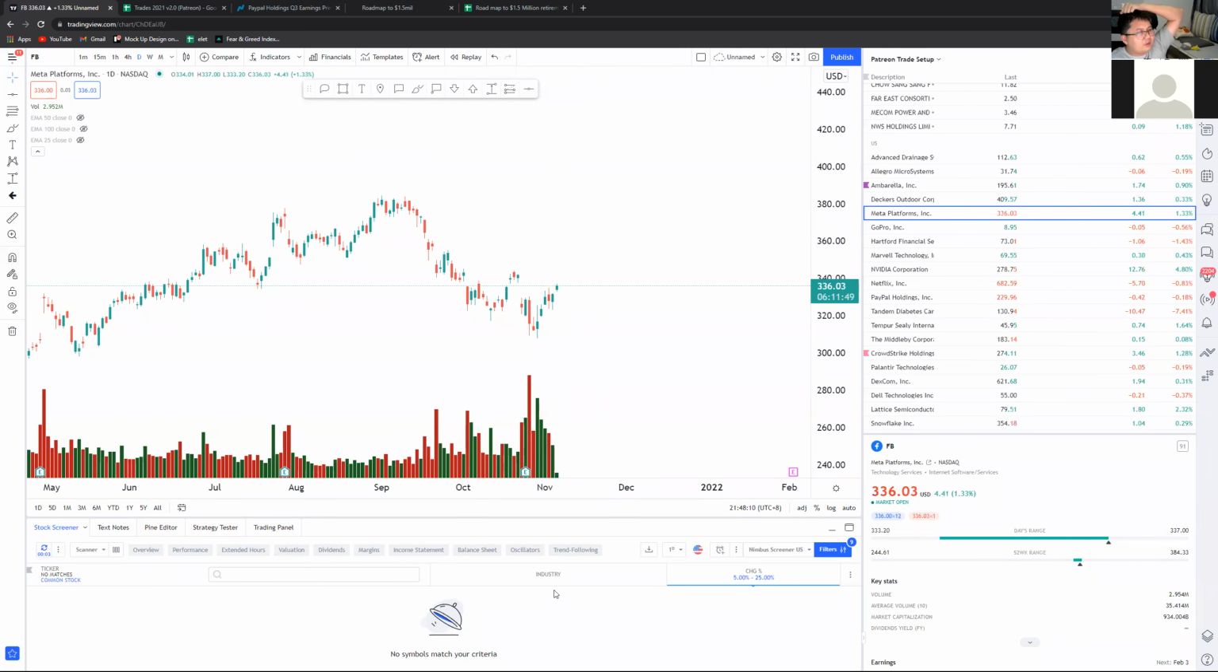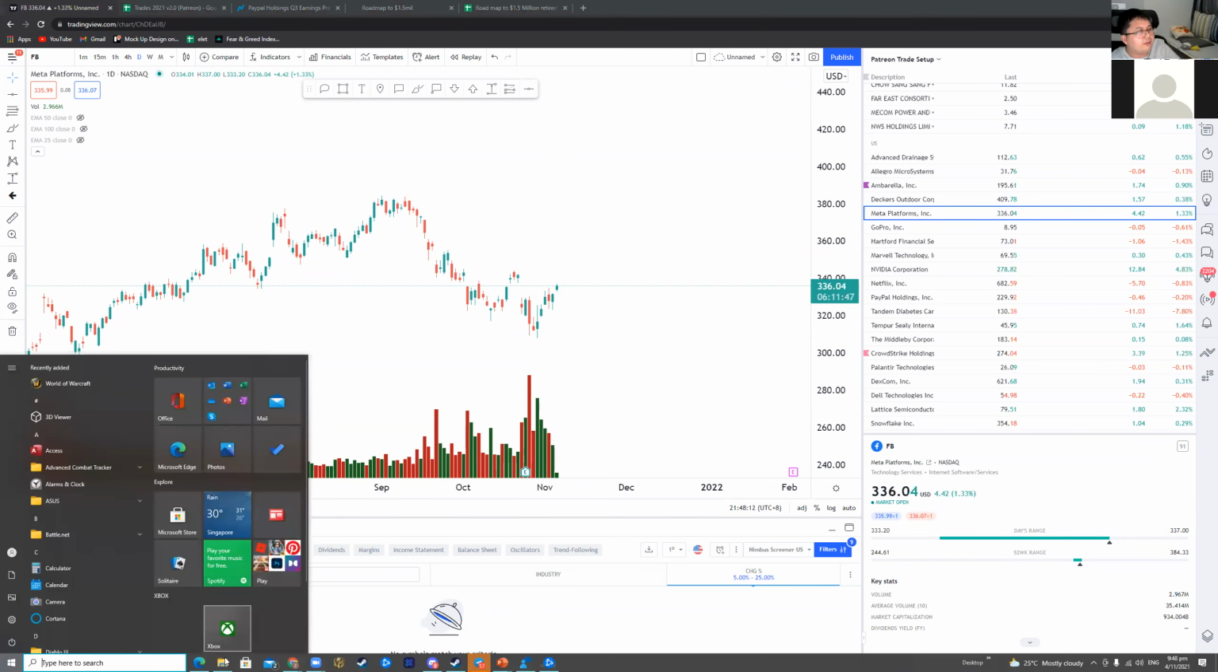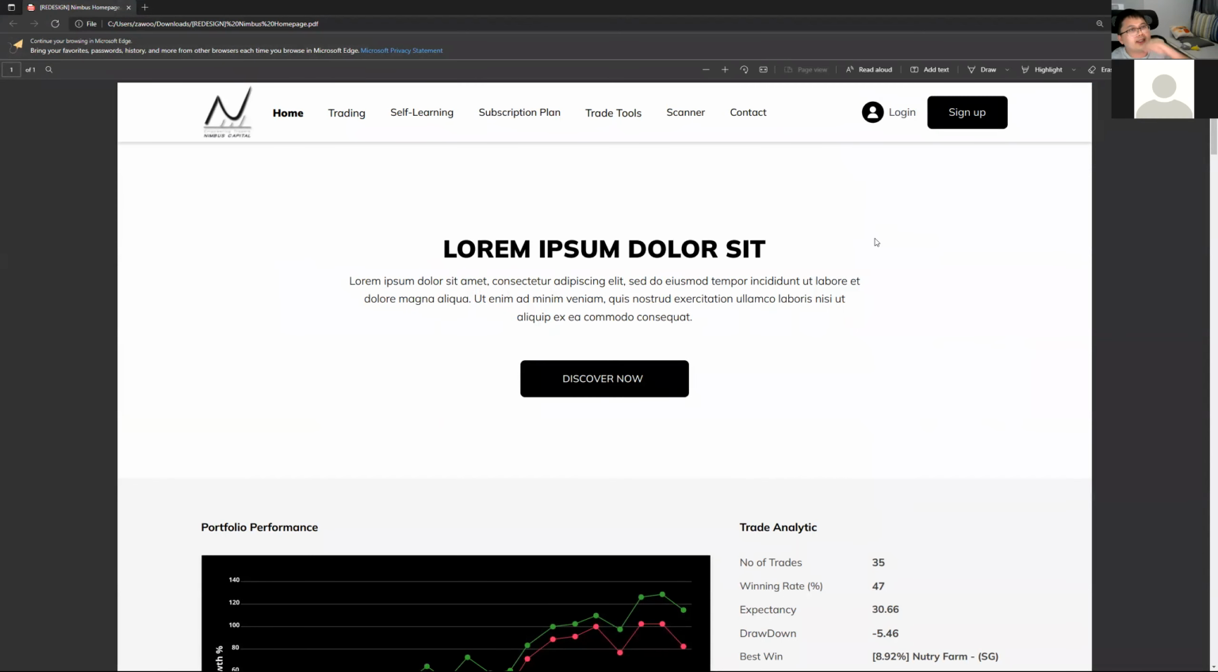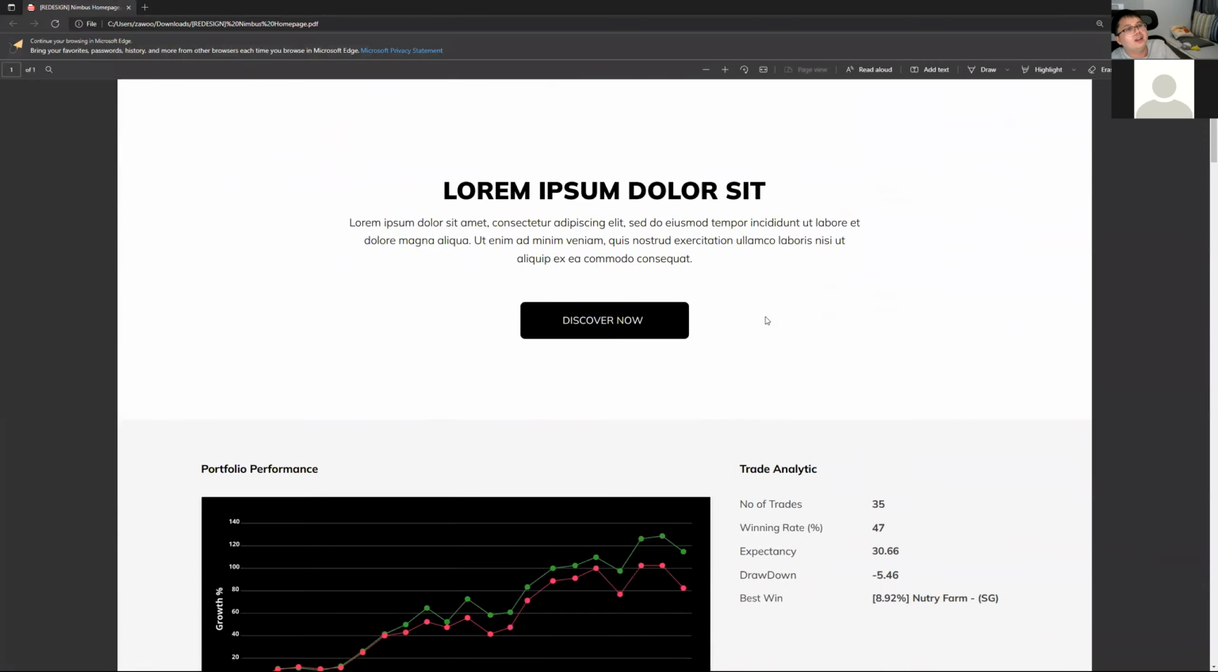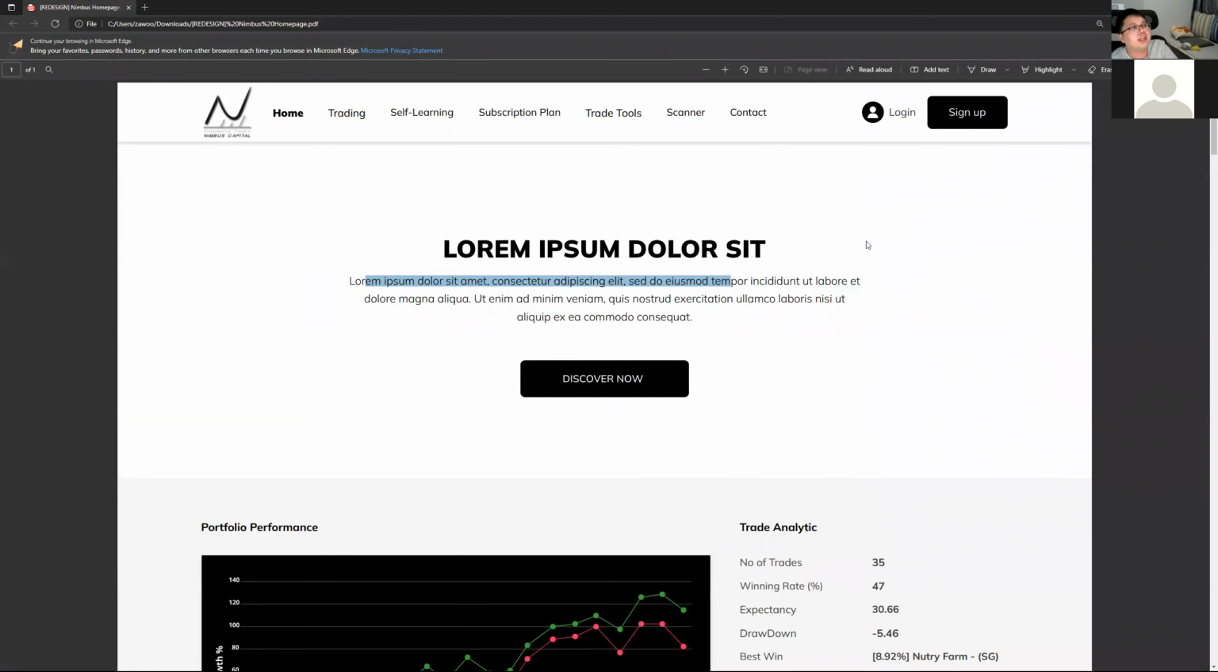Yes, that website is still coming along. In fact, I got this. So this is actually the new homepage lah. You can see all the text not there yet. So we have like trading, self-learning, subscription plan. So subscription plan is actually the Patreon that you have now lah.